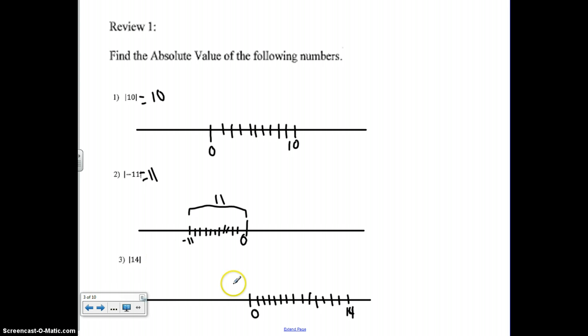So let's look at 14. Let's see how many units 14 is away from 0. So 1, 2, 3, 4, 5, 6, 7, 8, 9, 10, 11, 12, 13, 14 units. Overall, if I go from 0 to 14, or 14 to 0, I'm going to travel 14 units. Therefore, the absolute value of 14 is 14. Bad looking 14, but it's 14.